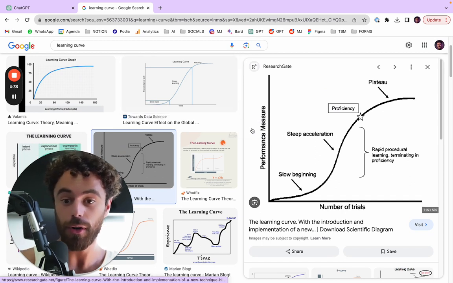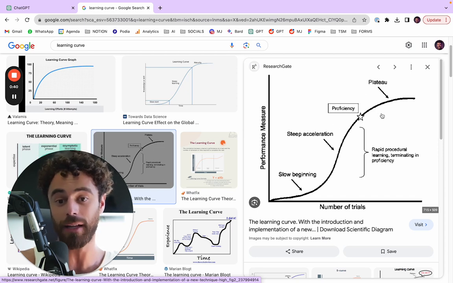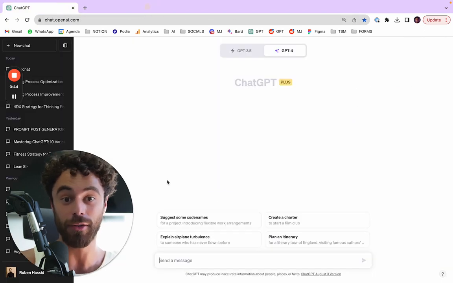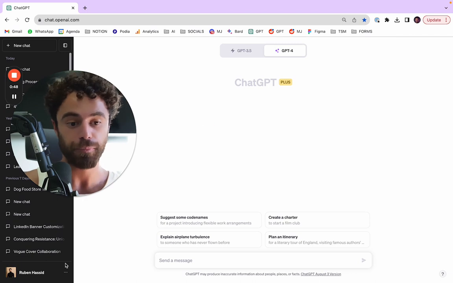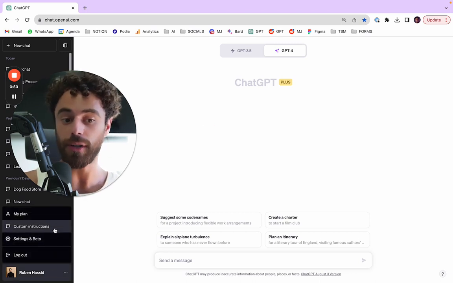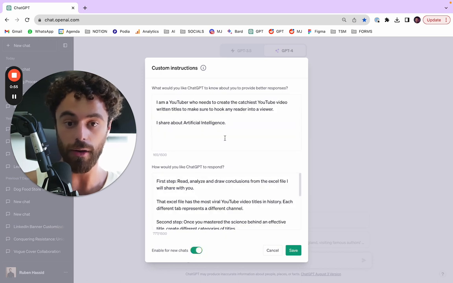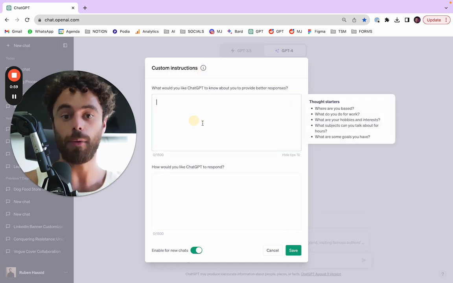So you see, in the beginning, you have a slow beginning, then a steep acceleration, then a plateau, and it's quite hard to actually go above that plateau. So I made a prompt to know how to go above that one. What I would suggest is to first have ChatGPT Plus so you can get custom instructions. I'm gonna enable it, and here I'm gonna create the prompt with you, okay?